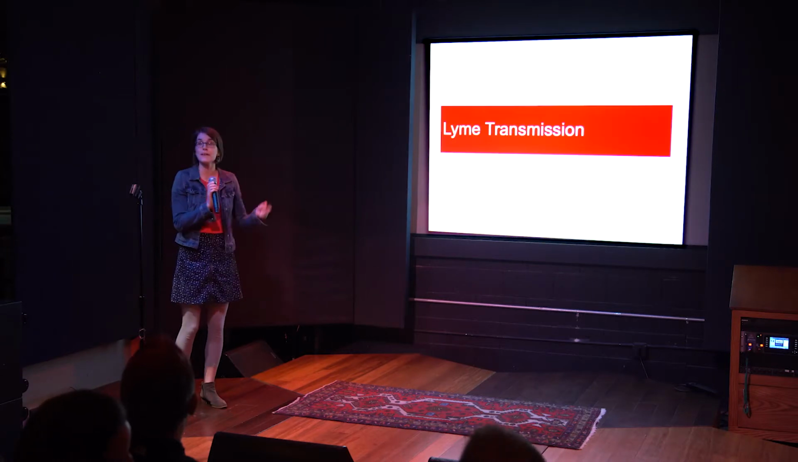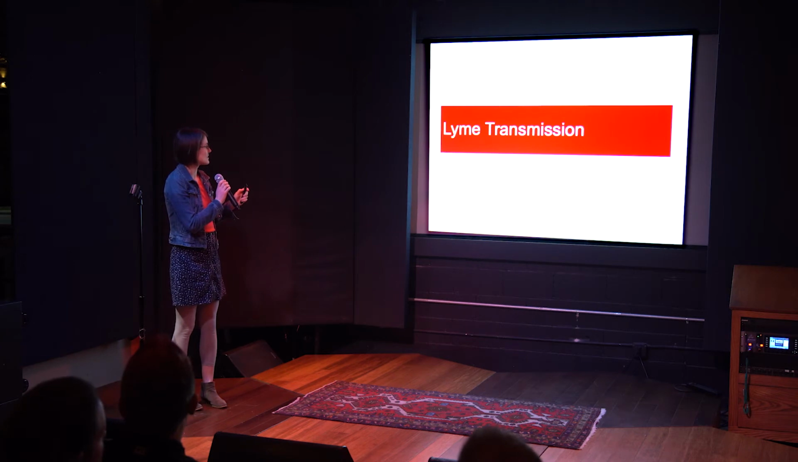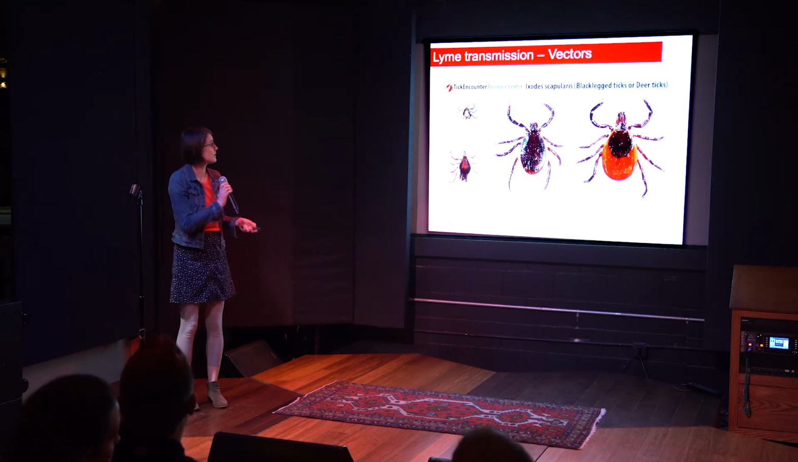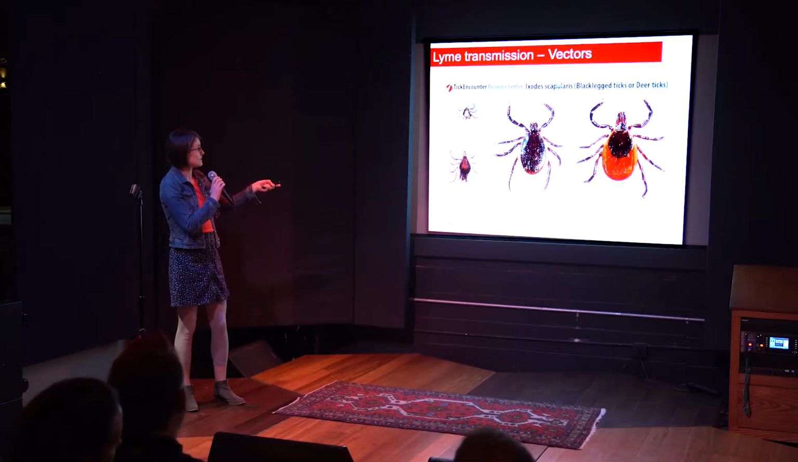All right, so let's talk about how Lyme is transmitted. So this is the most ecological part of the talk. In order for vector-borne disease to happen, we need a vector. I already mentioned that that's Ixodes ticks. So on the eastern half of the United States, Ixodes scapularis is the species of tick that transmits Lyme disease. This is also known as the black-legged tick or the deer tick.